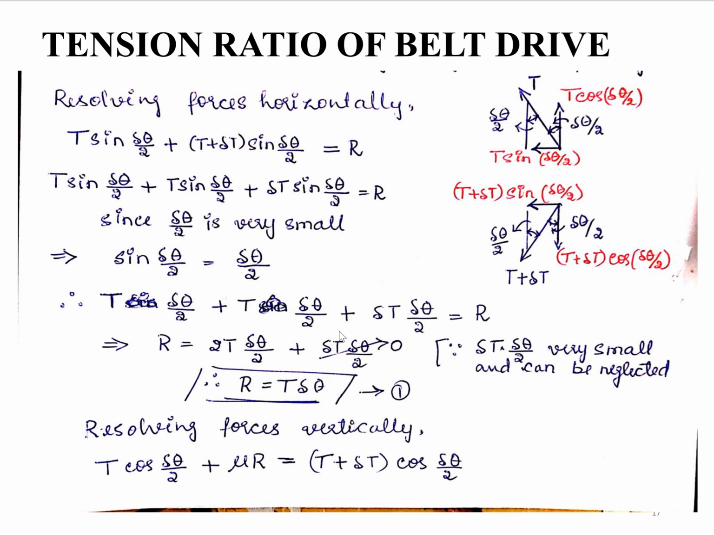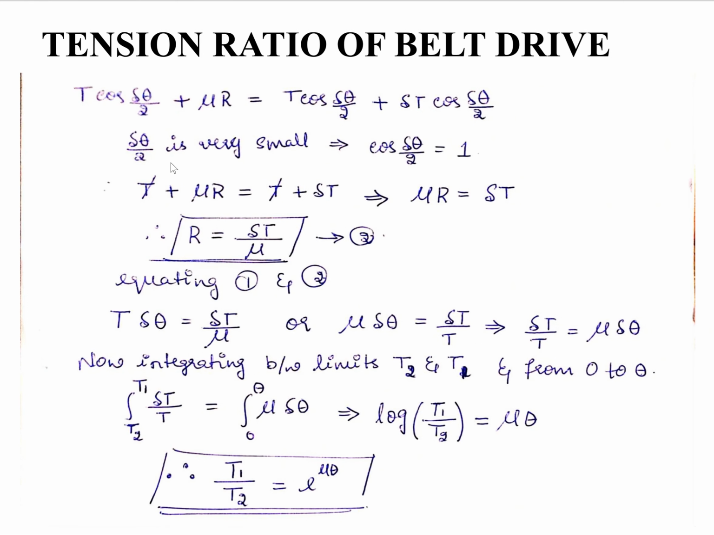Now in a similar fashion, we will be resolving the vertical forces. What are the vertical forces we are having? We have the frictional force F is equal to mu R, as well as T cos delta theta by 2, which acts in the upward direction from the slack side, and on the tight side it is T plus delta T times cos delta theta by 2. So now we are expanding this one, and we get T cos delta theta by 2 plus mu R equal to T plus delta T times cos delta theta by 2.